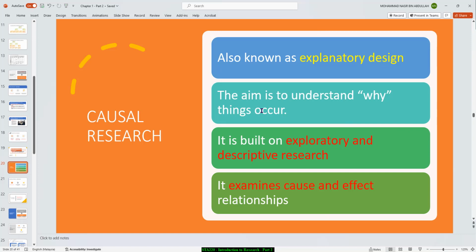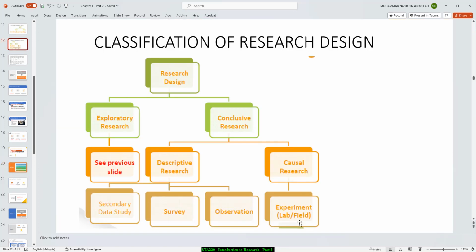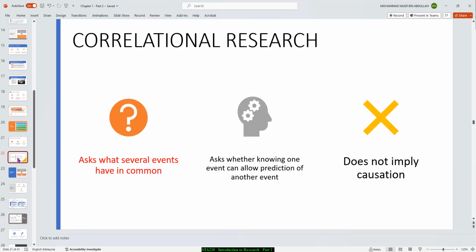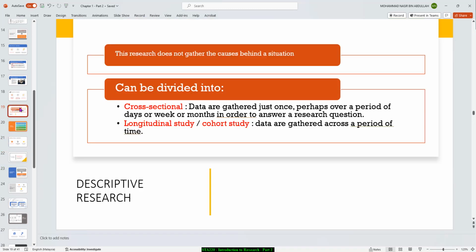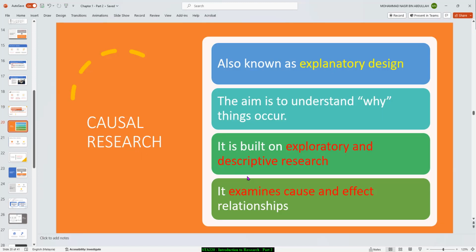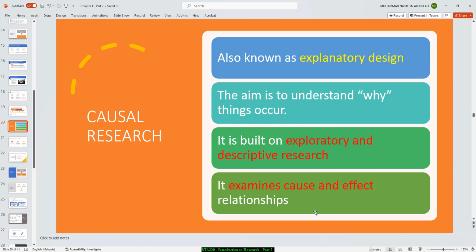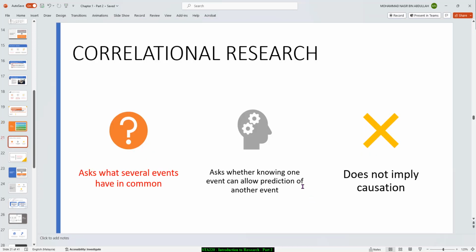So dalam causal research ni, dia ada descriptive research and dia ada lagi observation. Sorry, dia ada descriptive, dia ada experimental, right? It aims to understand why things occur, and it builds on exploratory and descriptive research. Examine the cause and effect relationship. We just want to know what is the causal relationship between the variables.